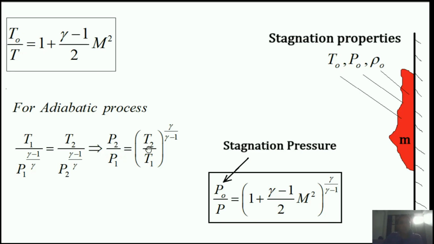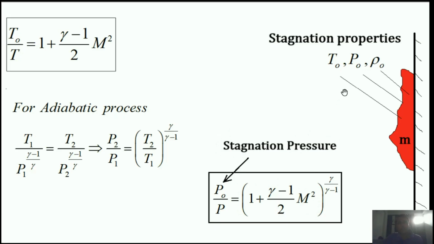Okay, so in case in place of T2 I write T naught, then in place of P2 I will write P naught, and in place of T1 in case I write only T, that is the static temperature, in place of P1 also I will write P. So in case I put the value of T naught by T in this place, then I will get P naught by P. So P naught by P equals 1 plus gamma minus 1 upon 2 M squared, raised to power gamma upon gamma minus 1. Okay, by this way we can find out the stagnation pressure. We have found the stagnation pressure formula.